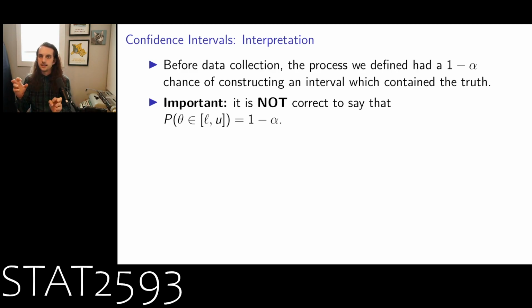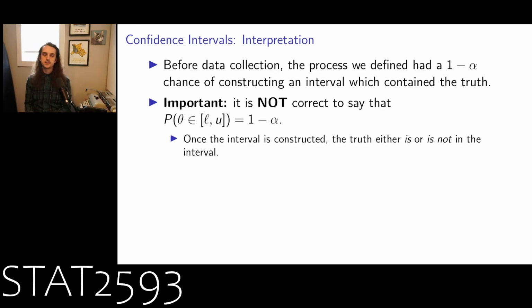This statement is incredibly important, so I'm going to emphasize it. It's bolded in the slides. It is not correct to say that the probability that theta is in this interval is 1 minus alpha. In fact, it's never correct to say this. The reason is that theta is some fixed value. Theta is not random. Theta hat is random, but theta is not. So once you've formed a confidence interval, you can't say that you're 95% certain that the true value is in that interval.